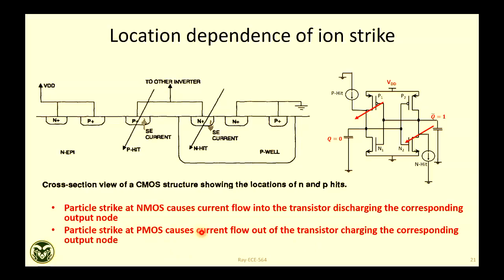So this is the thumb rule. Particle strike at NMOS causes current flow into the transistor, discharging the corresponding output node, right? Because NMOS will eject electrons. Electrons will come out, or in other words, it will sink whatever the charged node. And particle strike at PMOS causes current flow out of the transistor, charging the corresponding output node. So that's the simple picture. NMOS versus PMOS. NMOS, it will deposit electrons, or it will sink current. PMOS, it will deposit holes, or it will source the current, or charge, right?